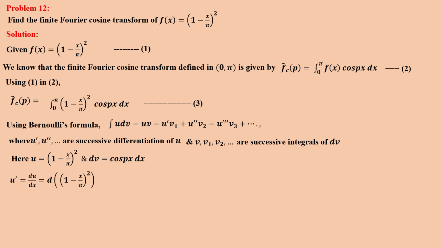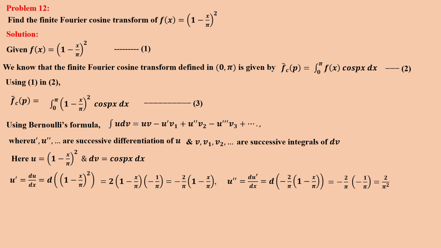So u' = du/dx, the derivative of (1 - x/π)² with respect to x, is 2 times (1 - x/π) into the derivative of -x/π, that is -1/π. So it equals -2/π into (1 - x/π). For u'', the derivative of u', the derivative of -2/π into (1 - x/π) is -2/π times the derivative of (1 - x/π), that is -1/π, which equals 2/π².